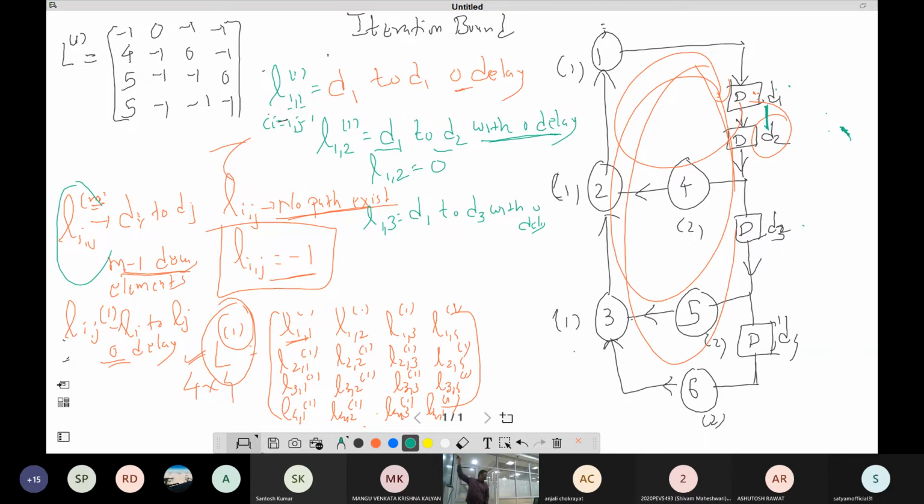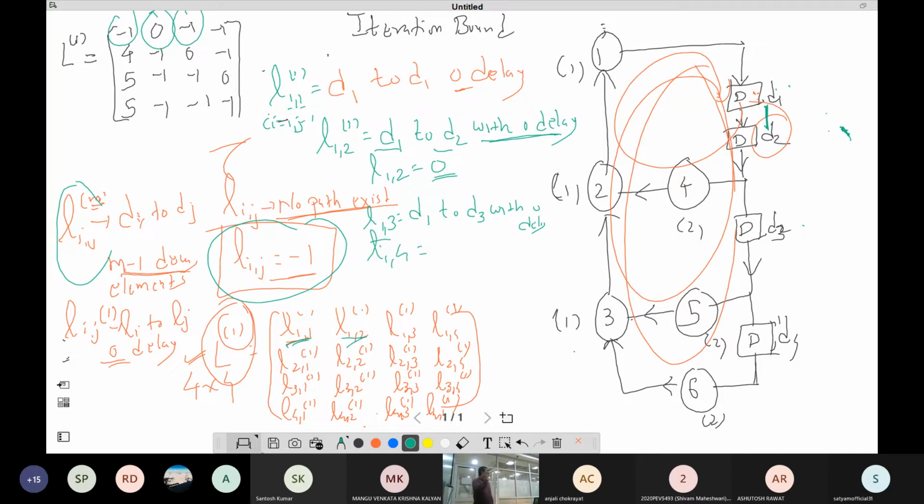I can start from D1 and reach D3. Okay, so I can reach it, but with 0 delay it is not possible. So as there is no path, what do I need to put? First, L11 I have observed, which is -1. L12 is 0. L13 is -1.